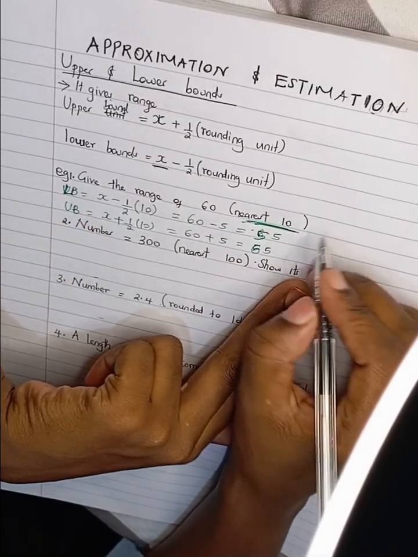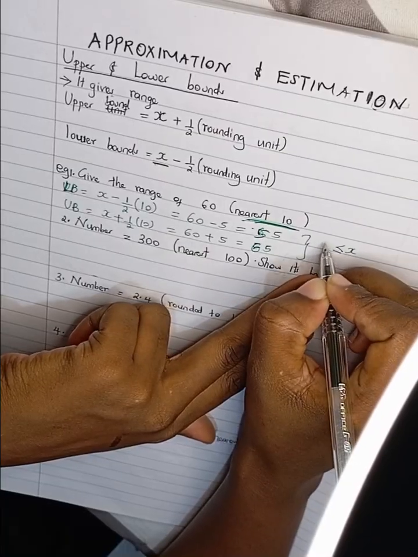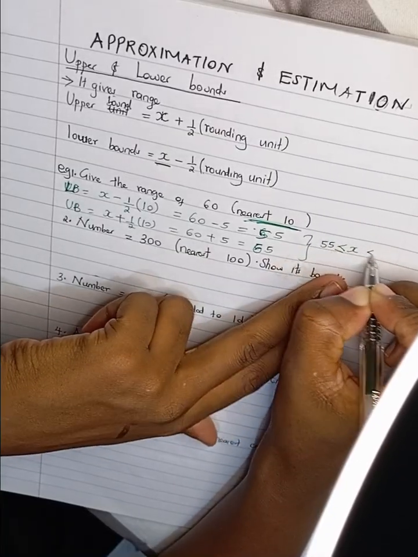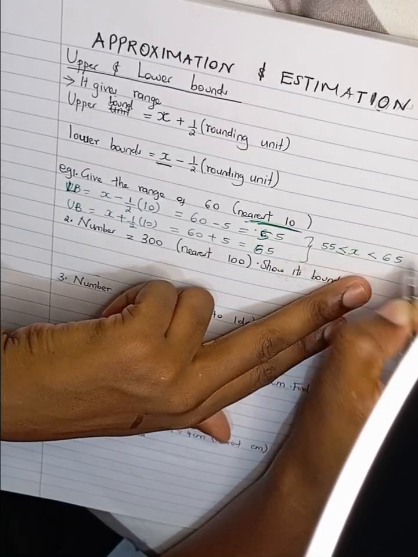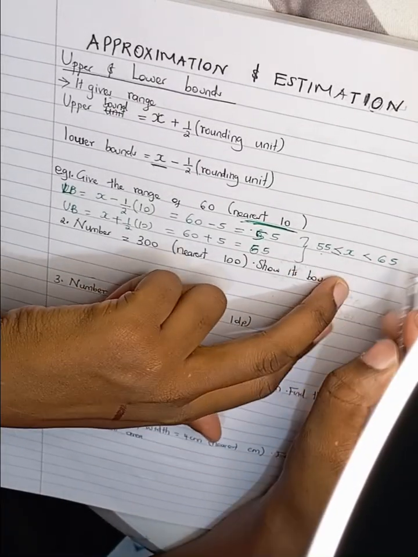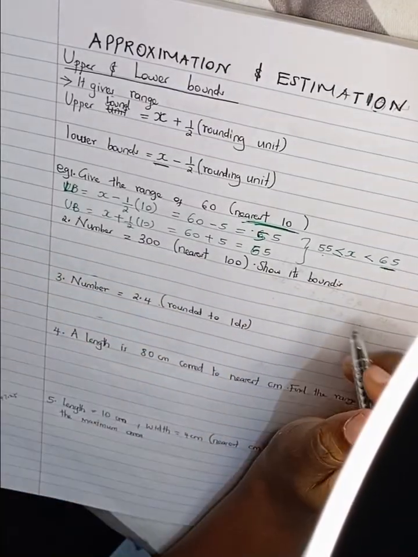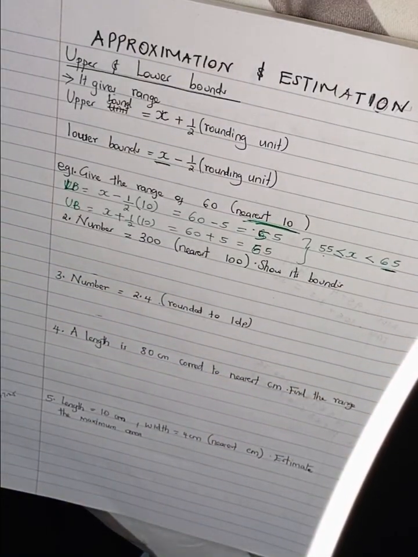Now to give the range, it will be x, 55, the lower bound, and here is 65. Now you have to remember that 55 is included in the values of x and 65 is not. We don't include the upper bound in the values of that given amount.